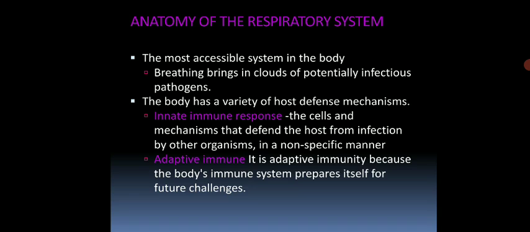In the anatomy of the respiratory system, this is the most accessible system in the body for pathogens because of direct contact with the open environment. Breathing brings clouds of potentially infectious pathogens. Normally we breathe many times, and that breathing involves intake of air as well as expulsion of air. The intake of air contains lots of clouds of potentially infectious pathogens, and the body has a variety of host defense mechanisms. These include the innate immune response as well as the adaptive immune response to fight against these pathogens. The innate is non-specific, and in adaptive immunity the body's immune system prepares itself for future challenges. These two immune systems continuously work to fight against this kind of pathogen.